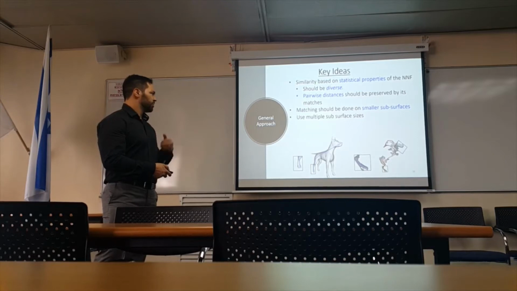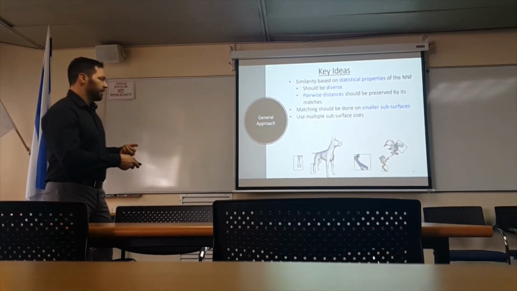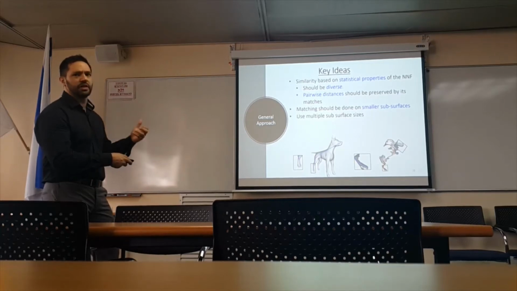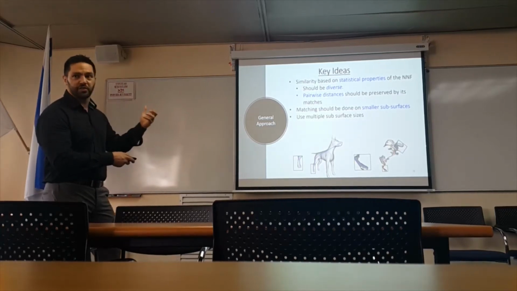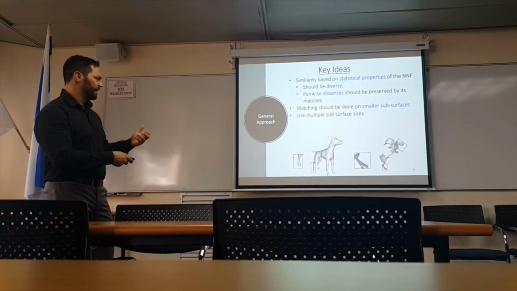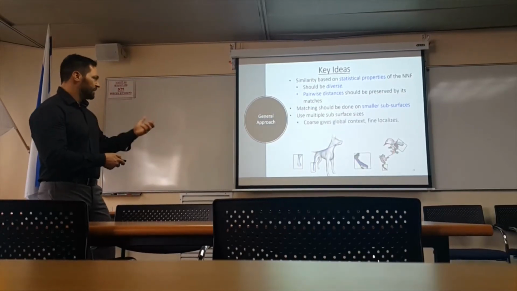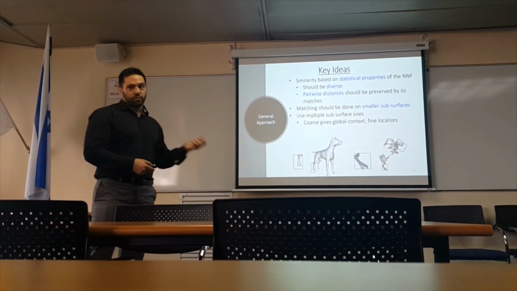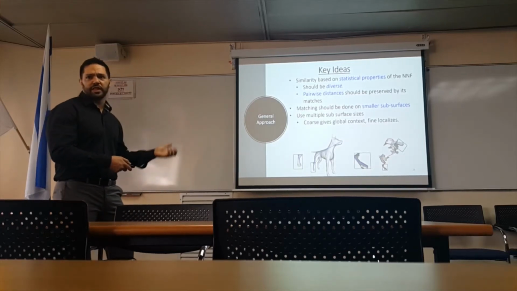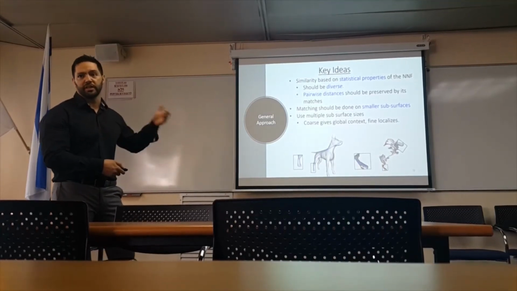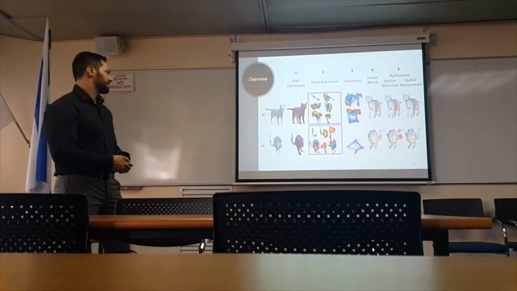In addition, we use multiple subsurface sizes. Why? Look at the front paw here, and look at the hind leg, and look at the hind leg on the other model. The front paw here looks more similar to the hind leg if you don't have the context of the dog's head. So we need the dog's head, but it won't preserve the distances, so we start from coarse, we have the global context, and we go to a final level to localize it.